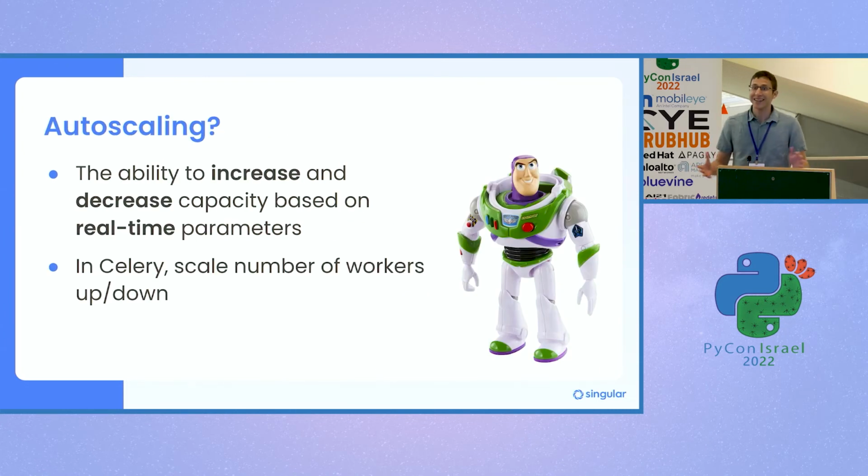So now that we've done that, we can jump a bit into the concept of autoscaling, right? Autoscaling in general is the ability to increase and decrease capacity based on real-time parameters. Essentially, when we're under heavy load, then we can scale up our systems. When that load is done, then we can decrease our capacity. And in Celery, this translates directly into scaling the number of workers up or down.